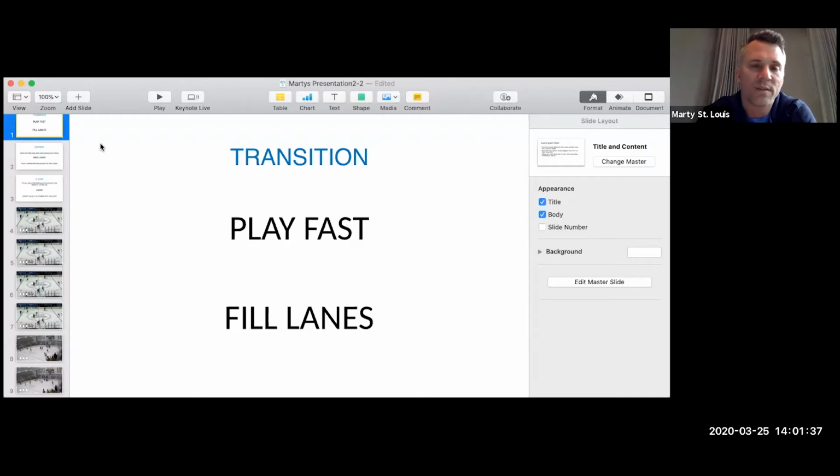For me, every offensive side of things starts with a transition. Then you have your entries and your ozone. So on transition, you're going to hear me talk about a couple things today in the video: playing fast and filling lanes.